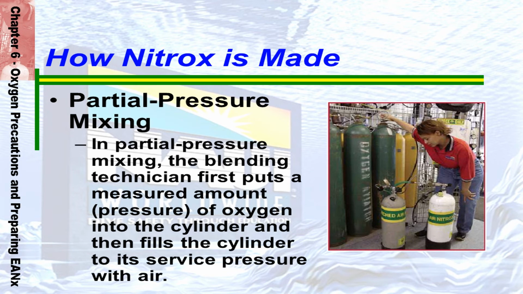In partial pressure mixing, the blending technician first puts a measured amount, pressure, of oxygen into the cylinder, and then fills the cylinder to its service pressure with air. For simplicity, blending a nitrox fill normally begins with the cylinder emptied of any previous mix, but it could start with adding oxygen and then air to whatever remained in the cylinder from the previous use.